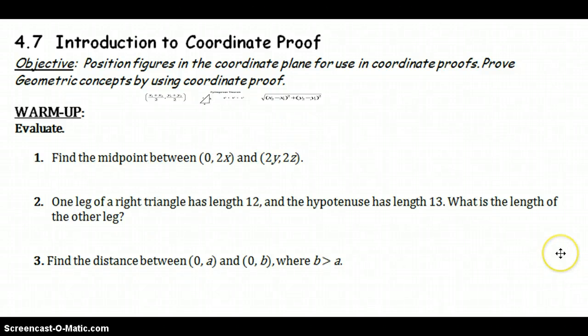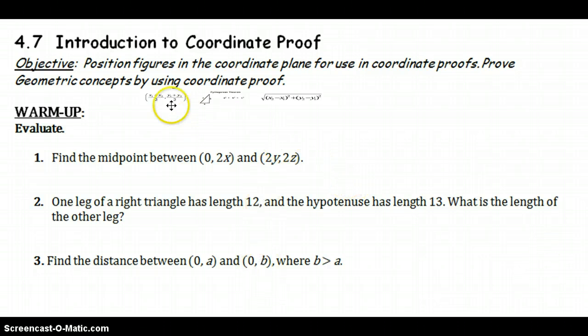Hello and welcome to Lesson 4.7, Introduction to Coordinate Proof. Today's objective will be to position figures in the coordinate plane for use in coordinate proofs, and we will prove geometric concepts by using coordinate proofs. Our emphasis really will be on positioning the figures in the coordinate plane and learning how to do that.